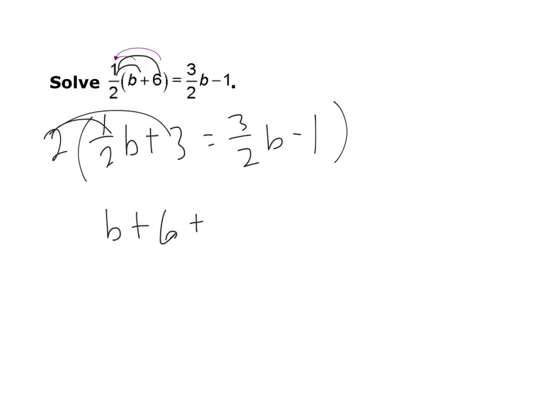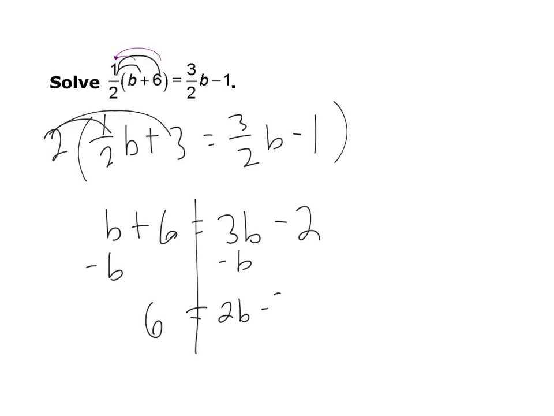plus 2 times 3 is 6, divided by 2 is 3, b minus 2. So now I'm going to subtract b from both sides, which is really 1b. So now I have 6 equals 2b minus 2. Add 2. 6 plus 2 is 8. 8 equals 2b. Divide by 2 on both sides. And 4 is equal to b.